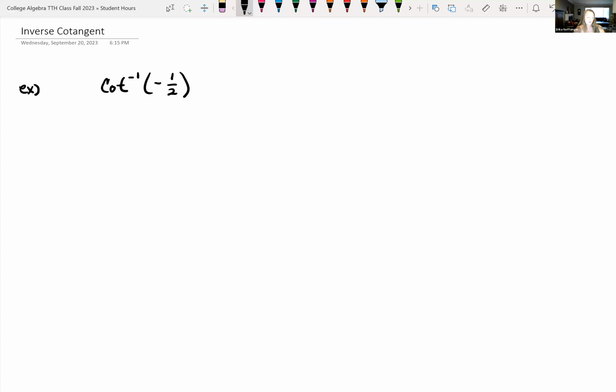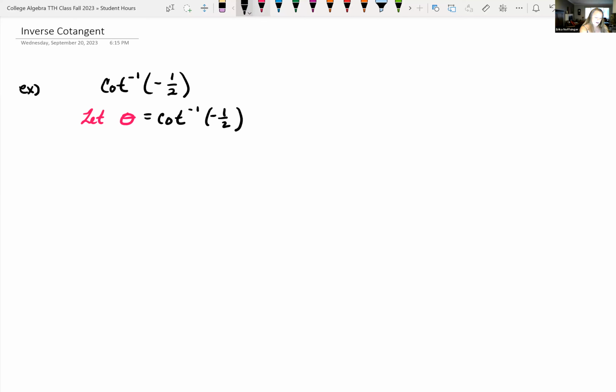In this example, we're going to look at evaluating cotangent inverse of -1/2 with a calculator. My calculator doesn't have cotangent inverse in it, so I need to manipulate it so I can use my calculator. The first thing you want to do is let theta equal cotangent inverse of -1/2.